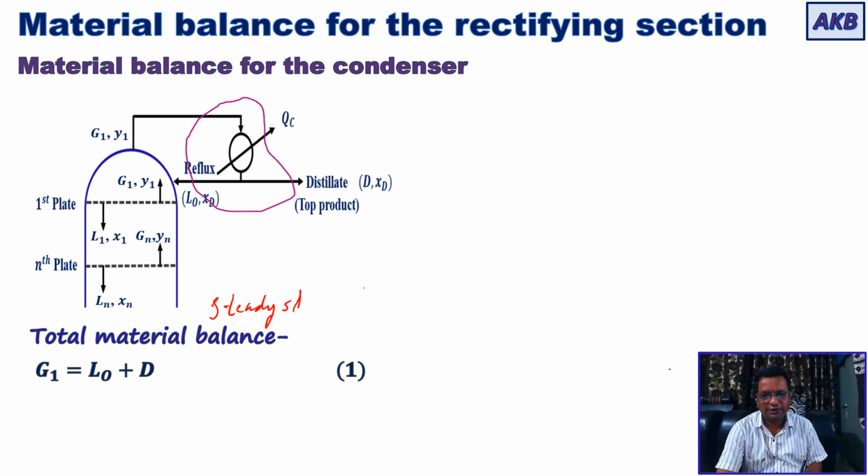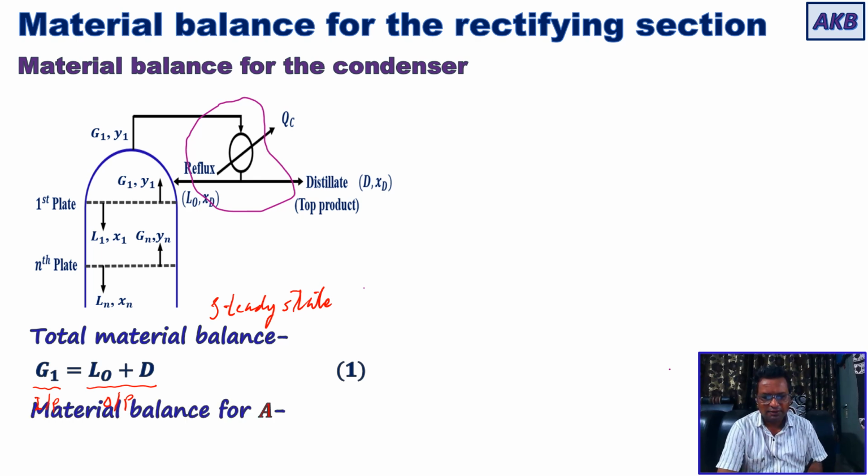What do you mean by steady state material balance? Material balance taken where accumulation is zero. There is no accumulation. So the balance will be simply input is equal to output. Input material is equal to output material.